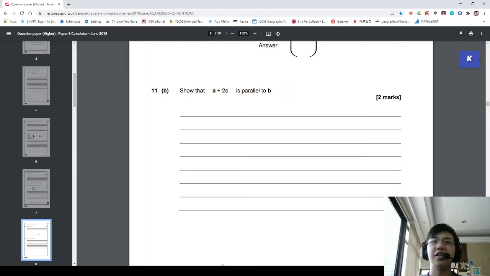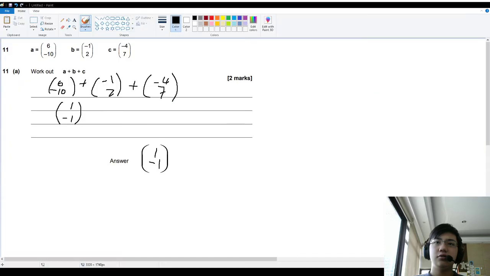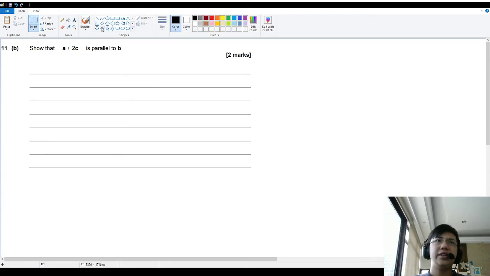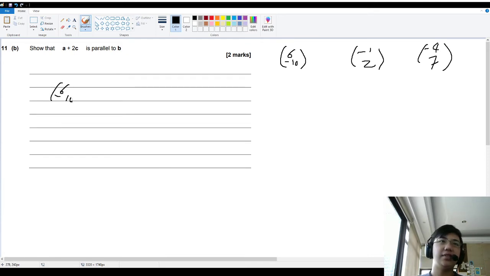Question 11 has a part B as well, and we need to show that A plus 2C is parallel to B. So we can add A and 2C together. To recap, A is (6, -10), B is (-1, 2), and C is (-4, 7). So first we should figure out A plus 2C, which is (6, -10) plus 2 times (-4, 7).